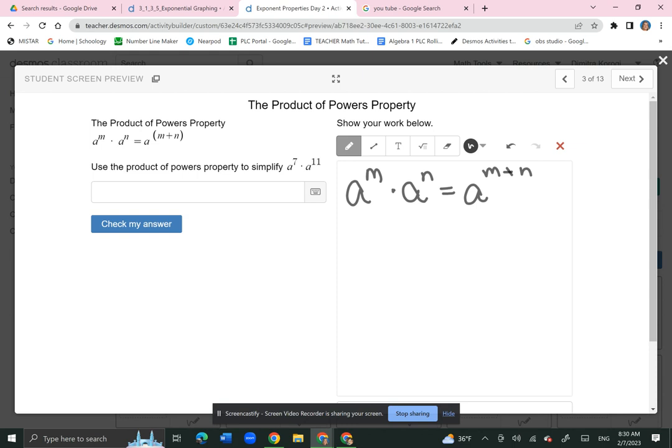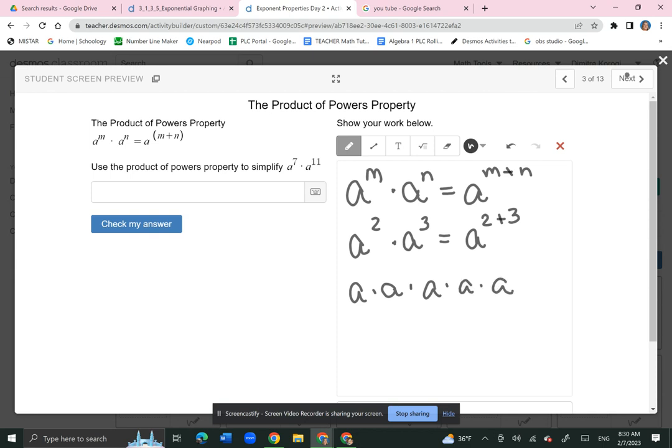Okay, the reason is let's say I have a raised to the power of 2 times a raised to the power of 3. This says that I'm going to add the exponents. So I'm going to get a raised to the power of 2 plus 3. Let me show you why that works. a raised to the power of 2 means that I am going to have a times a. So I'm cloning the a twice. And then a raised to the power of 3 means I'm cloning the a 3 times.